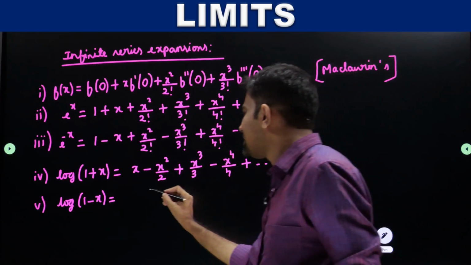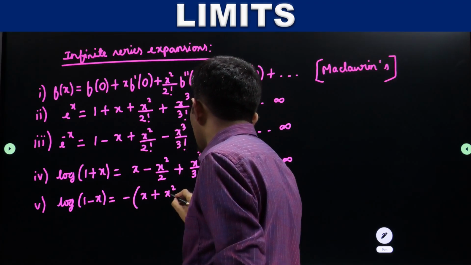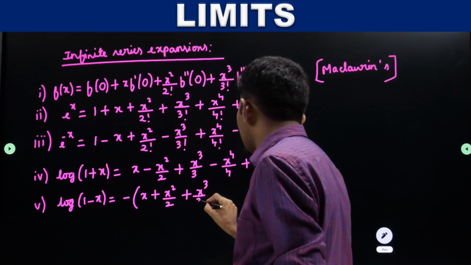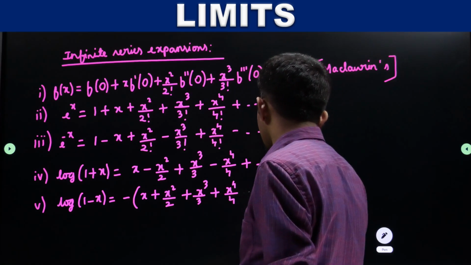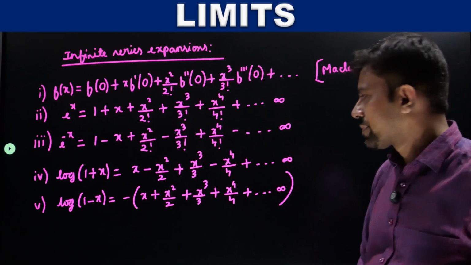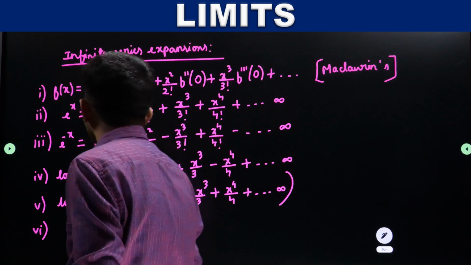Here log 1 minus x is minus of x plus x square by 2 plus x cube by 3 plus x power 4 by 4, etc., up to infinity. Minus of, okay, log of 1 minus x.